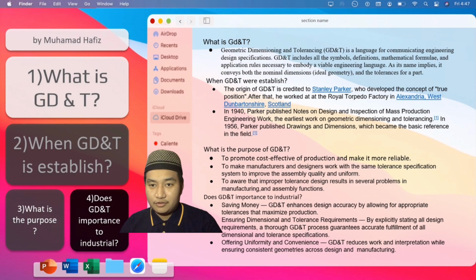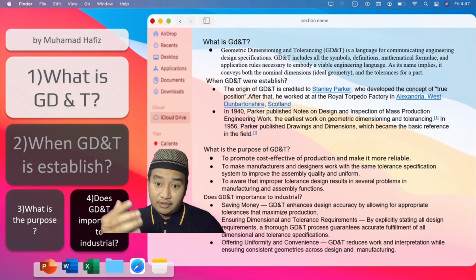GD&T is a language for communicating engineering design specifications. GD&T also includes symbol and mathematical formula application rules necessary to embody a viable engineering language. The origin of GD&T is credited to Stanley Parker, who developed the concept of true position, and he worked at the Royal Torpedo Factory in Alexandria. He also published Drawing and Dimension, which became the basic reference in the field.